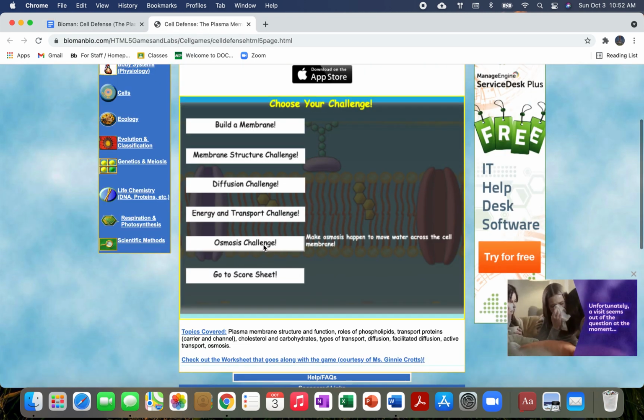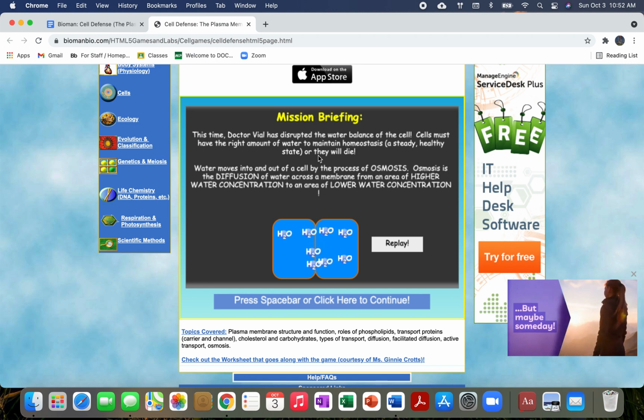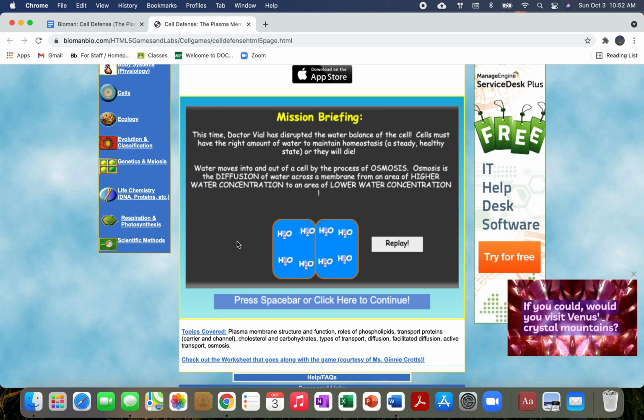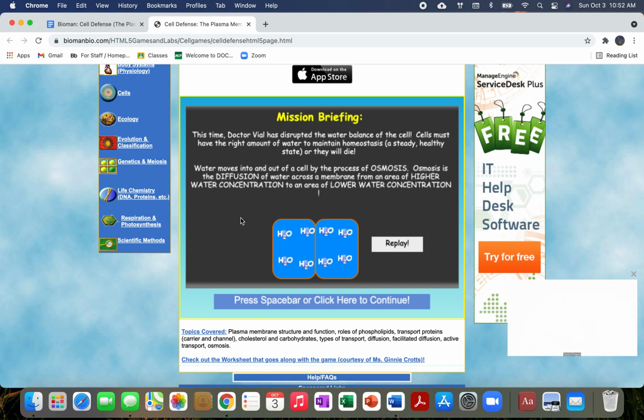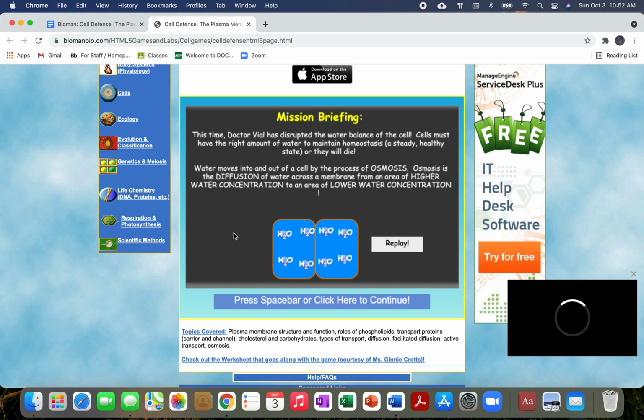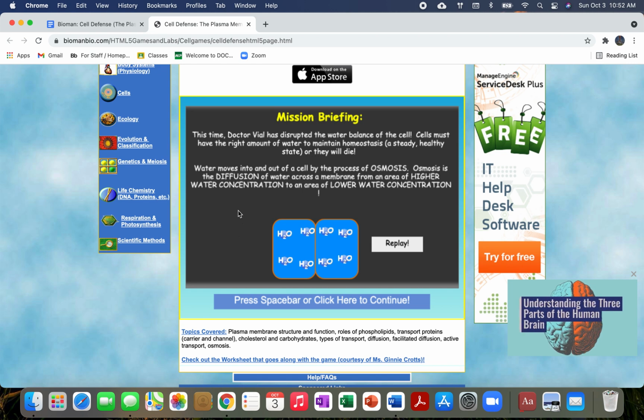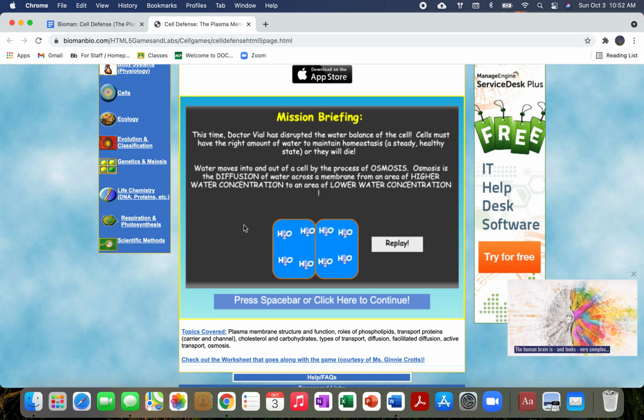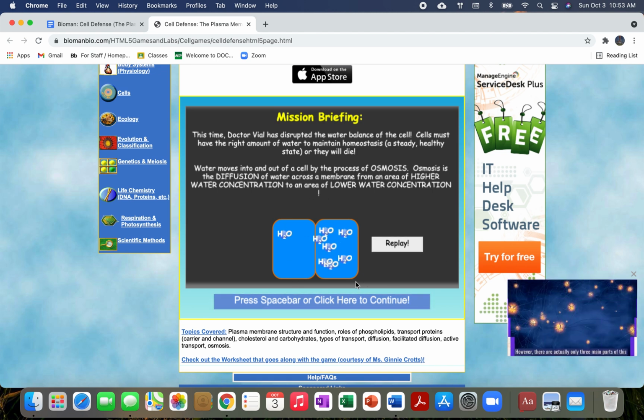So let's click osmosis. This is just the diffusion of water. This time Dr. Weil has disrupted the water balance of the cell. Cells must have the right amount of water to maintain homeostasis, a steady, healthy state, or they will die. Water moves into and out of the cell by a process of osmosis. Osmosis is the diffusion of water across a membrane from an area of higher water concentration to an area of lower water concentration. And then here's a demonstration. High concentration of water. Water is going to go across to the low concentration of water.